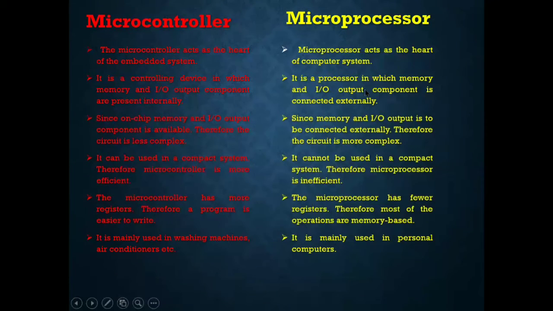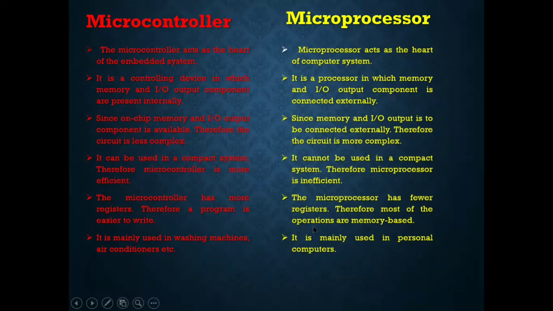In a microprocessor, memory and input output components are connected externally, whereas in a microcontroller, the memory, input output, and all the other components are present internally. Since memory and input output devices are connected externally, the circuit becomes complex, whereas in a microcontroller the circuit is less complex. A microcontroller can be used for compact systems, therefore it is more efficient. A microprocessor cannot be used for compact systems, therefore it is inefficient.